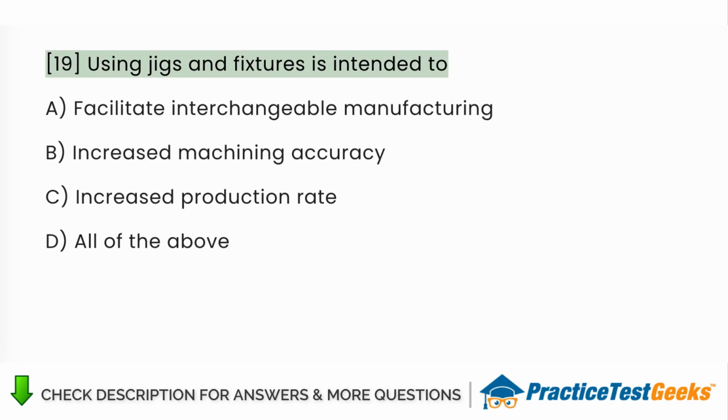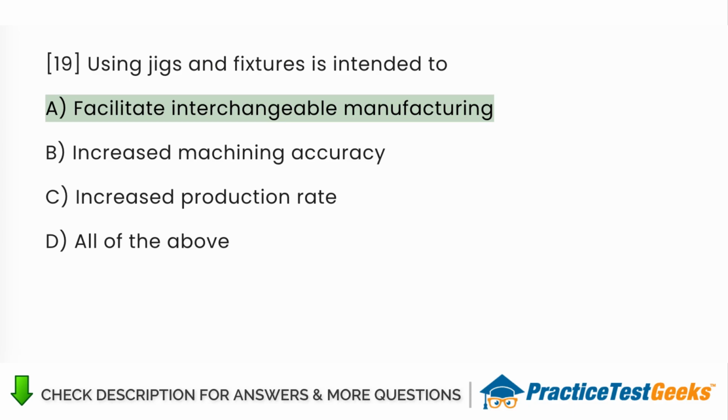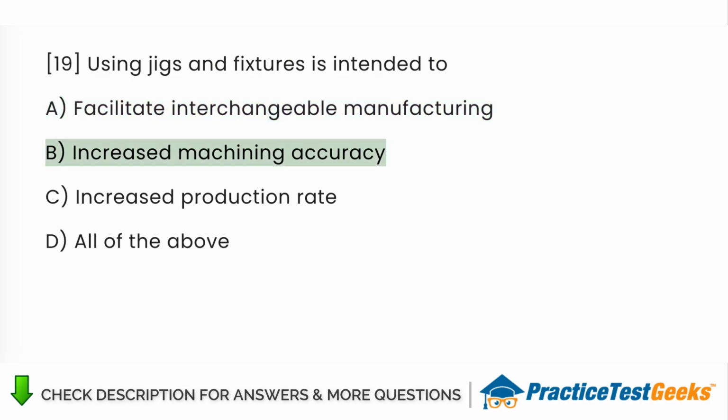Using jigs and fixtures is intended to A. Facilitate interchangeable manufacturing. B. Increased machining accuracy. C. Increased production rate. D. All of the above.